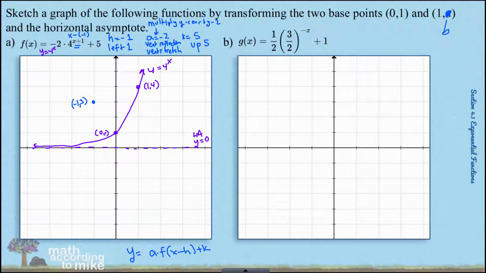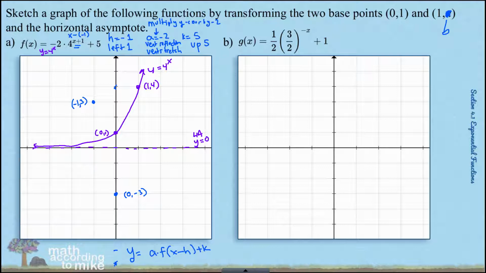We're going to do the same thing for 1, 4. So 1, 4, move it left 1. That puts us at 0, 4. Multiply the y coordinate by negative 2. That will put us at 0, negative 8. 1, 2, 3, 4, 5, 6, 7, 8. So we're at 0, negative 8. And now we're going to move that up 5, which will have us finish at 0, negative 3. Left 1, multiply the y coordinate by negative 2, and bring it up 5.